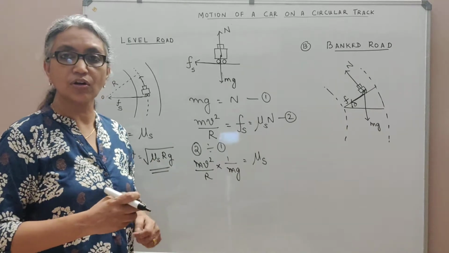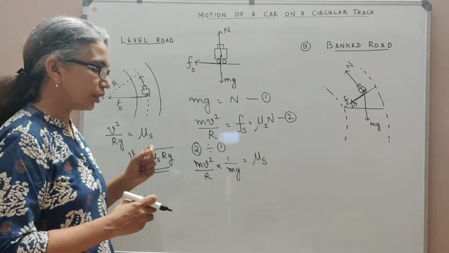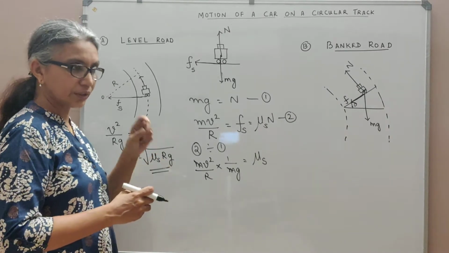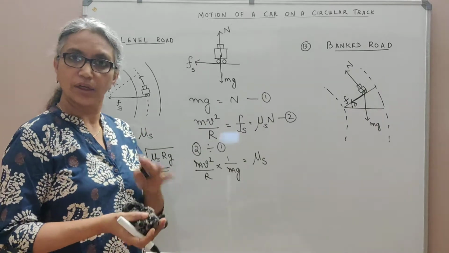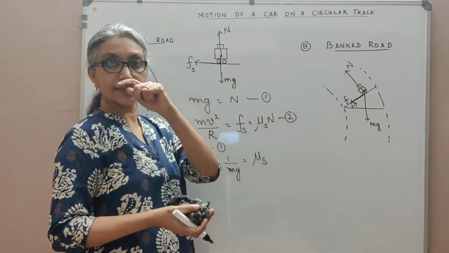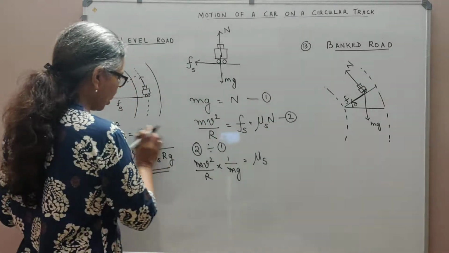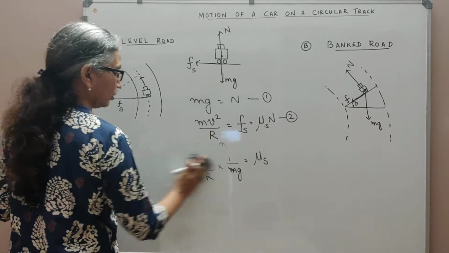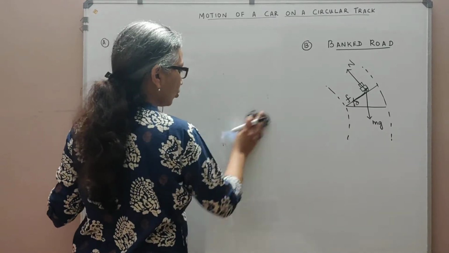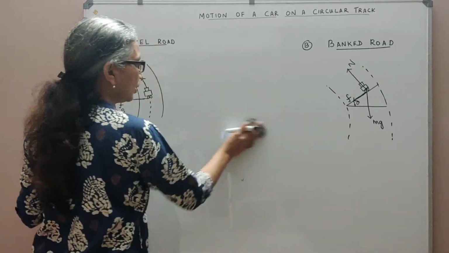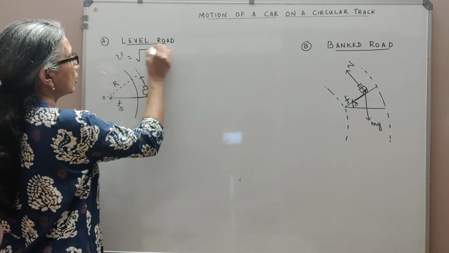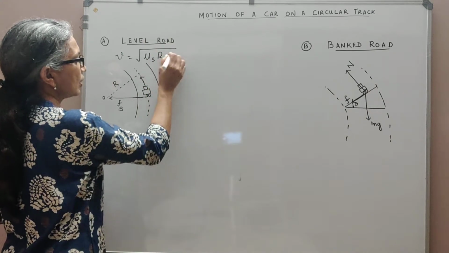Large friction will definitely cause wear and tear of your tire. So in order to have higher speeds without relying on mu s, meaning even if you have a low coefficient of friction, even if you have smooth surfaces, you can increase your speed by having what you call a banked road. Now this banking of road means the outer edge of the road is raised with respect to the inner edge. So here we have the maximum speed v equal to root of mu s r g if it is a level road.